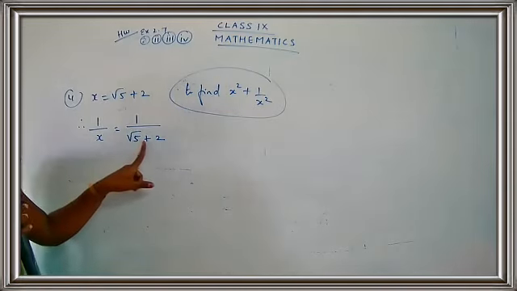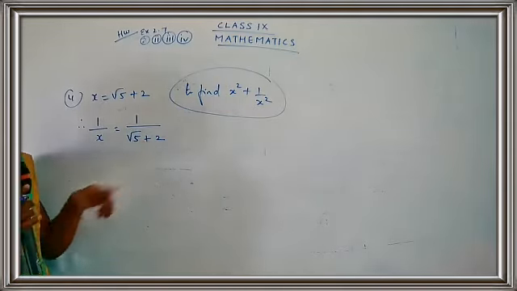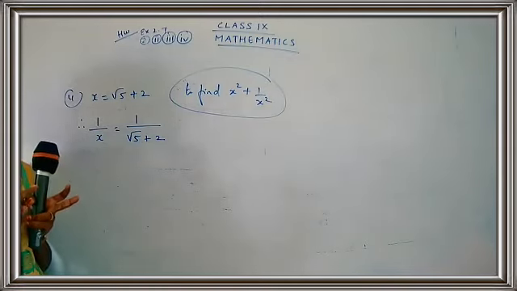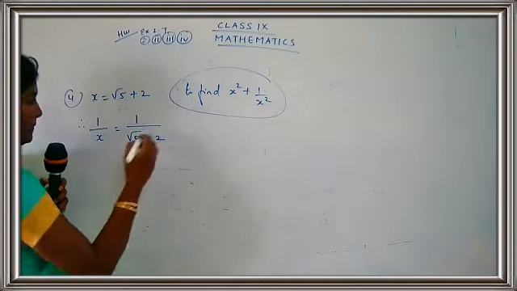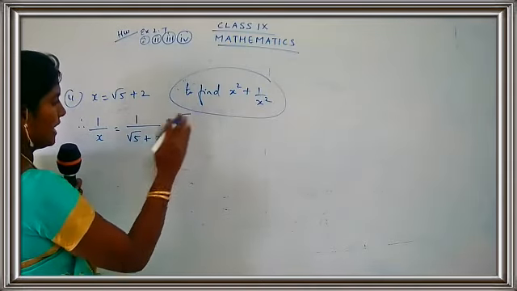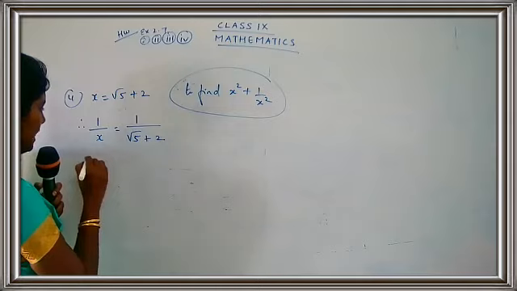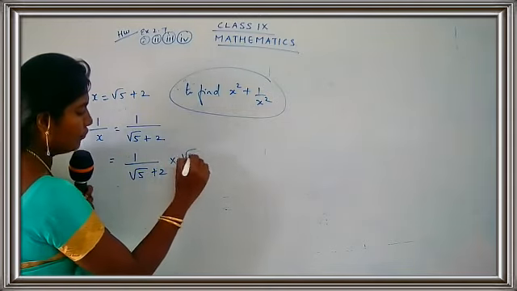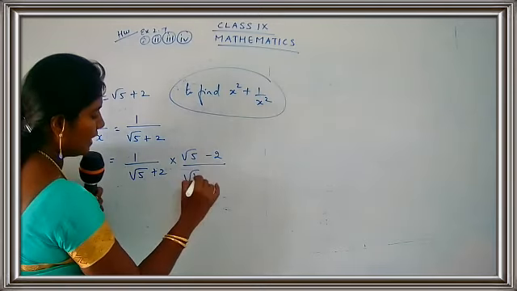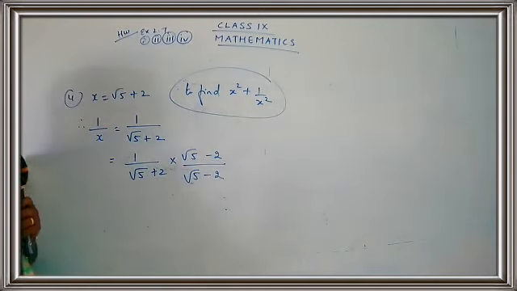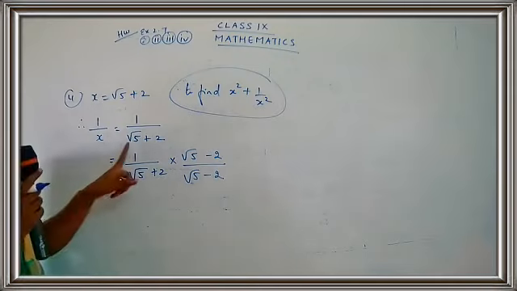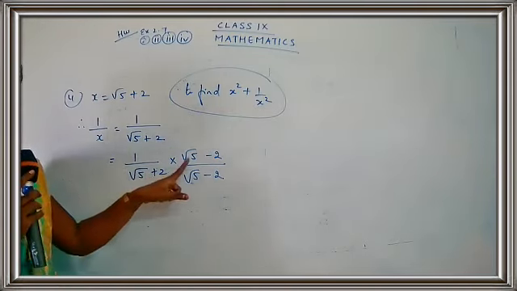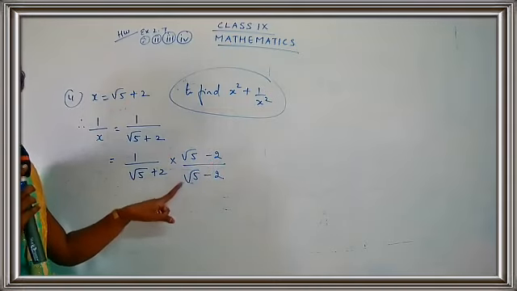So what is the conjugate of root 5 plus 2? The conjugate will be minus. That is, you have to put minus in place of plus. So this will be root 5. I'll write it in the next step, which is equal to 1 upon root 5 plus 2, into root 5 minus 2 upon root 5 minus 2. So you have to multiply and divide by the conjugate of the denominator. What is the conjugate of root 5 plus 2? The conjugate is root 5 minus 2. Multiply and divide by it.